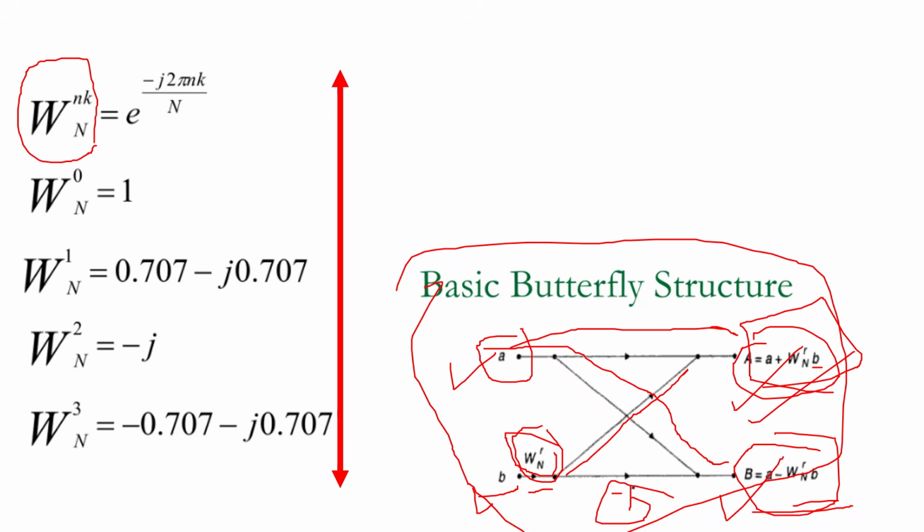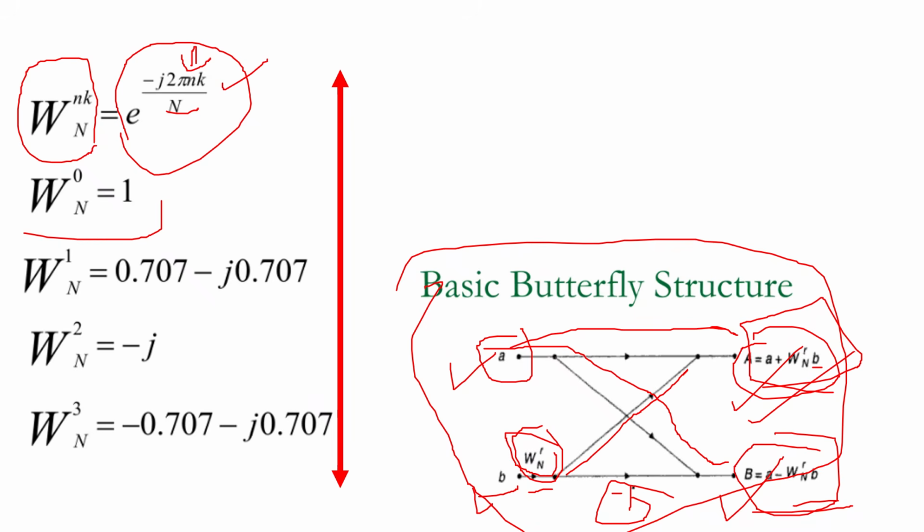W is nothing but the exponential of minus j 2 pi n k divided by N. Capital N is the number of points. So 8 points means 8, 4 points means 4, 2 points means 2. And what are this n and k? n will vary for your sequence. Maybe for 4 points n will be 0, 1, 2, 3, right? And k is the value for what instant you are calculating, right?